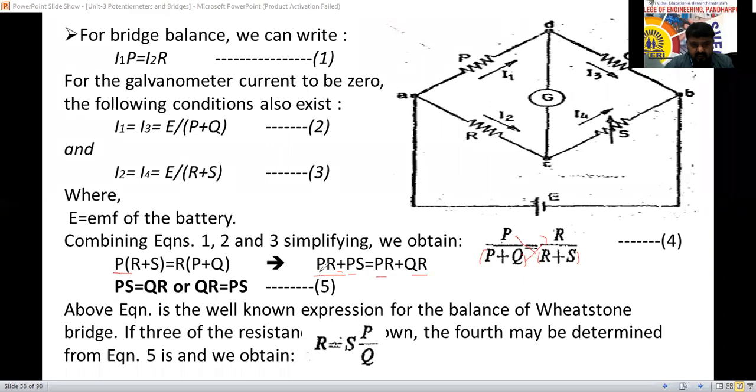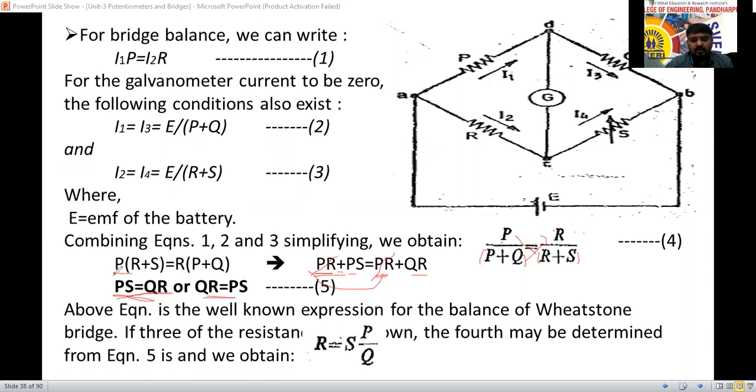See here, on the LHS PR is there, and on the RHS also PR is there. The LHS PR we send to the RHS, it will become minus PR. The RHS PR we send to the LHS, it will become minus PR. So plus and minus, what will happen? These two will get cancelled. So PS equals QR is the formula left here. PS equals QR, or QR equals PS.